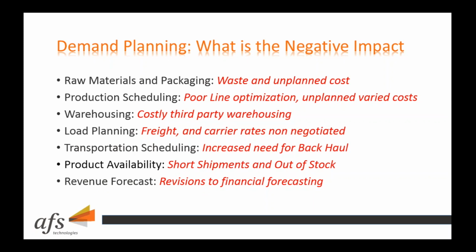And one of the biggest components we've seen in manufacturing, again, is supply chain optimization. So the ability to plan correctly and not have a lot of unplanned volumes, which drives out of stock and short shipments. So very similar to product availability is another point.